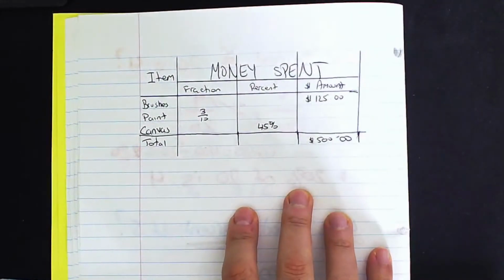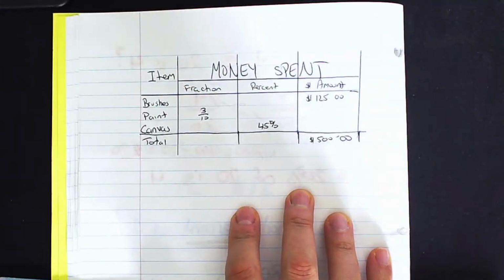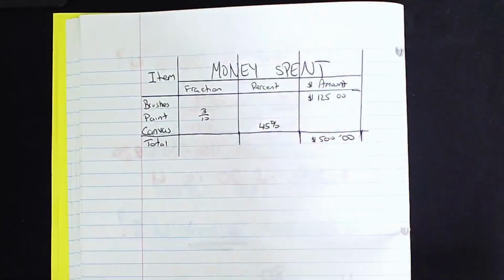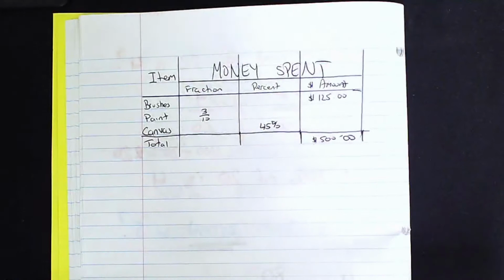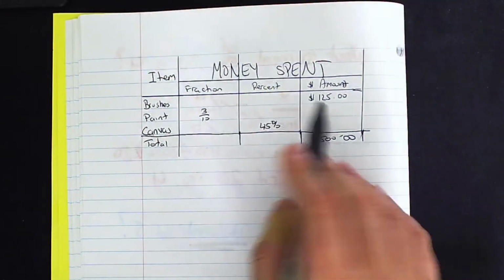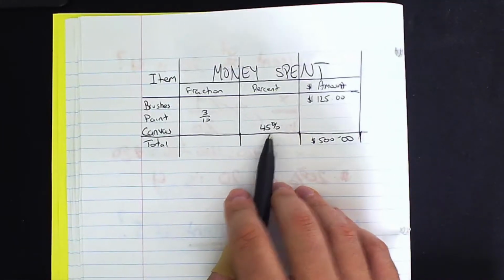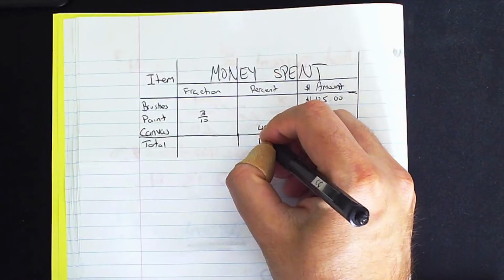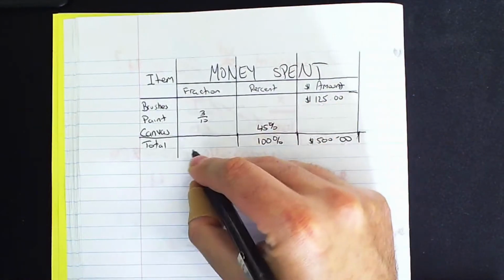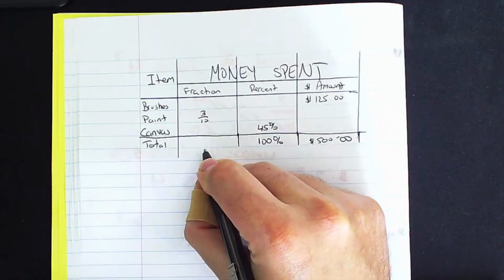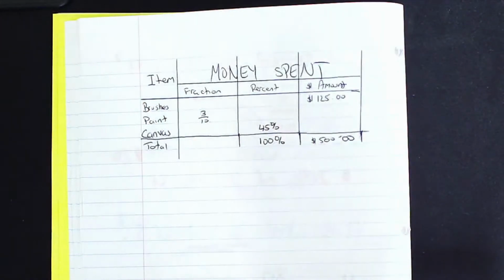So the question, I'll read out the question for you. It says a painter spent $500 on art supplies. Complete the chart. So here's the chart. I added the total part at the bottom. So when you have percentages, you know the total needs to add up to 100%. The fraction one, I'm leaving it blank for now. You'll see why I'm leaving it blank later.